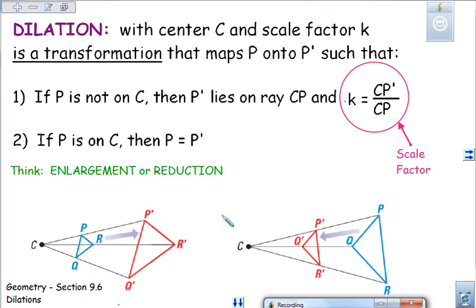So down here, we either have an enlargement or a reduction. So PRQ is our pre-image, and the red is our image. So we are obviously getting bigger, so this would be an enlargement. And in the second place, we are with the blue triangle, and we're getting smaller, so this would be a reduction.